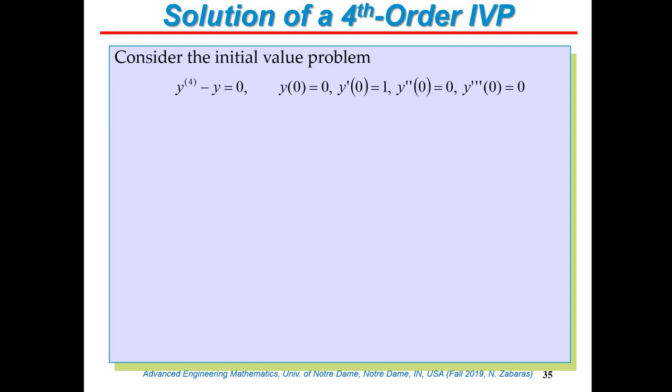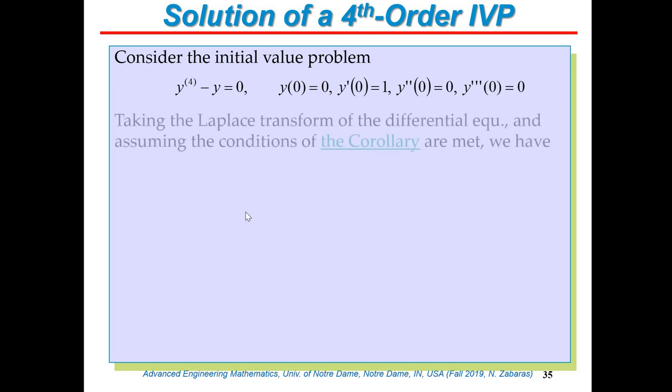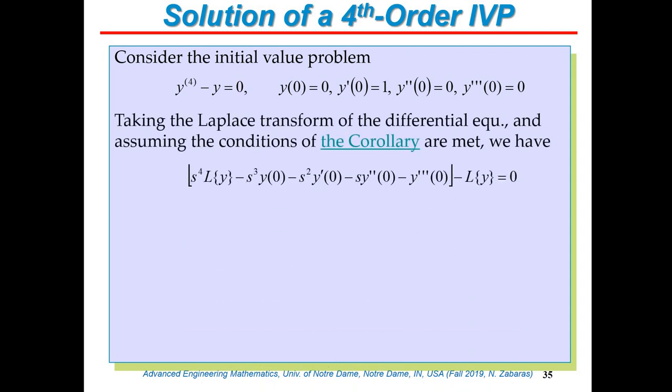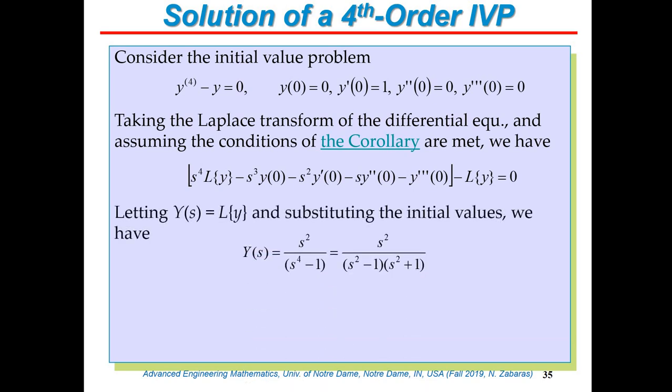We can even try a fourth order polynomial that will not be painful to compute the roots of the characteristic polynomial. So obviously here we need initial conditions up to the third order derivative. If you take the Laplace transform of the fourth derivative minus the Laplace transform of y equal to 0, put your initial conditions, solve it, you're going to get capital Y to be s squared divided by s squared minus 1 times s squared plus 1.